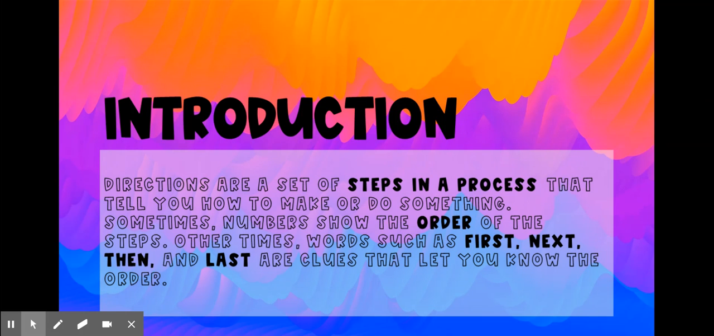Directions are a set of steps in a process that tell you how to make or do something. Sometimes numbers show the order of the steps. Other times, words such as first, next, then, and last are clues that let you know the order.